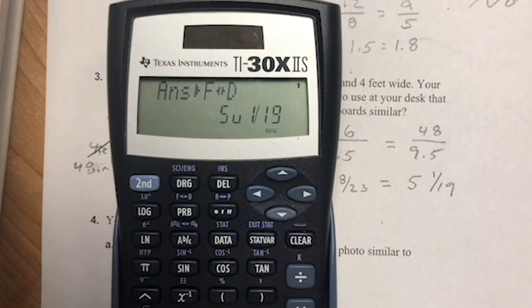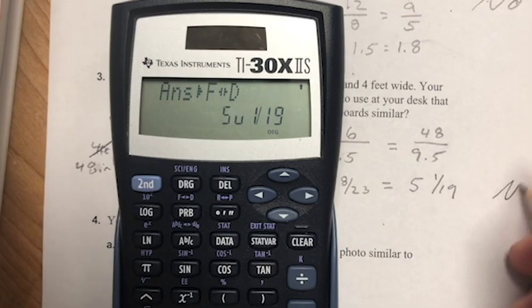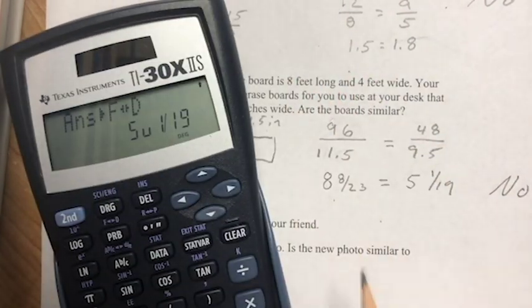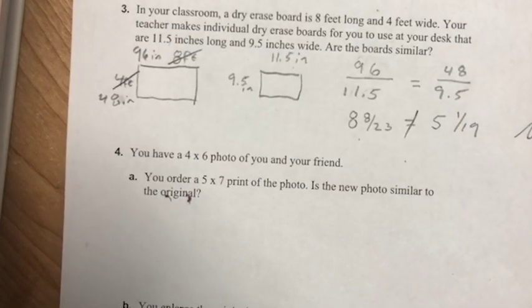Now, are these indeed proportional? No, they are not, because these two numbers are not the same. So no, these are not proportional. All right, let's look at the next one.